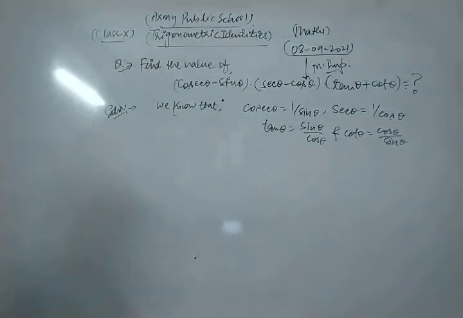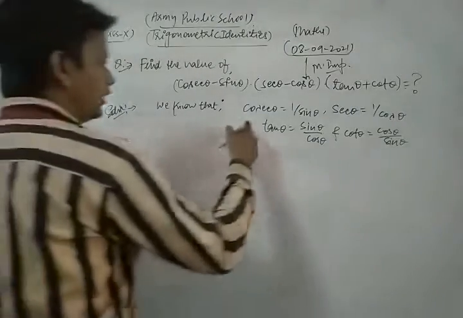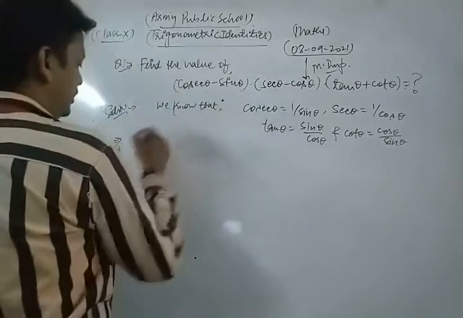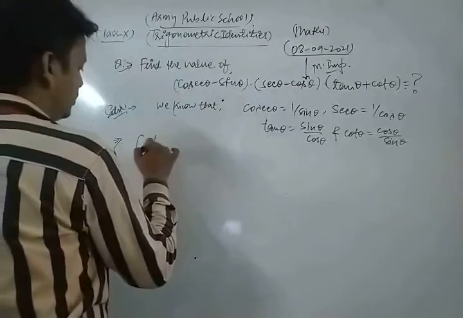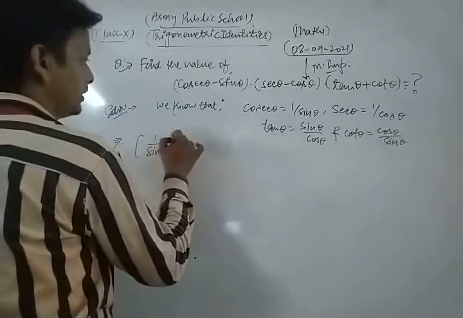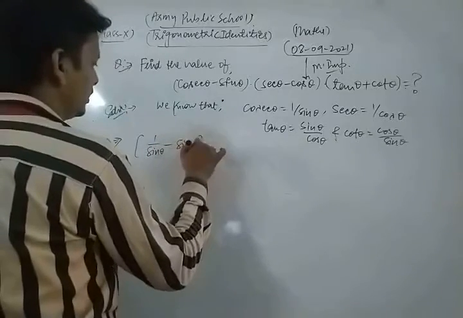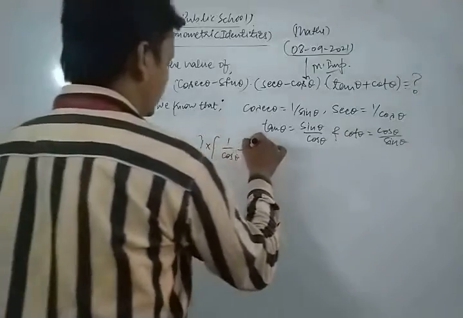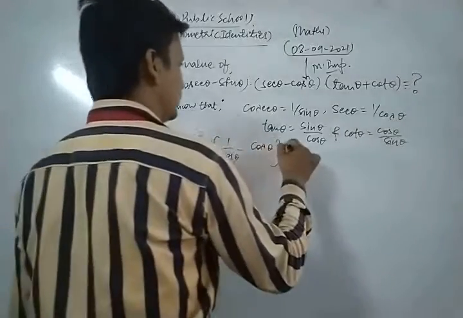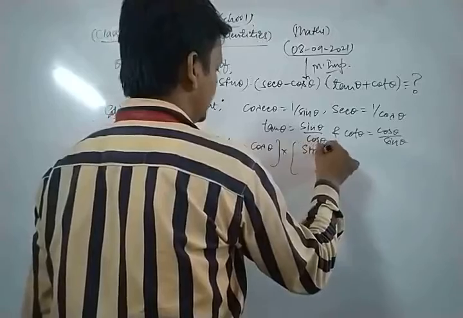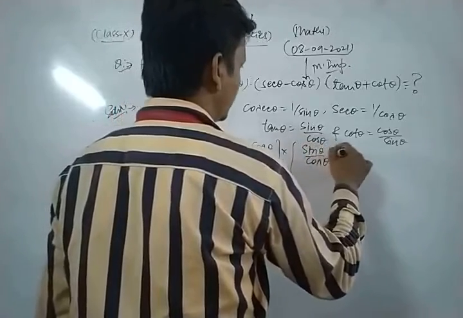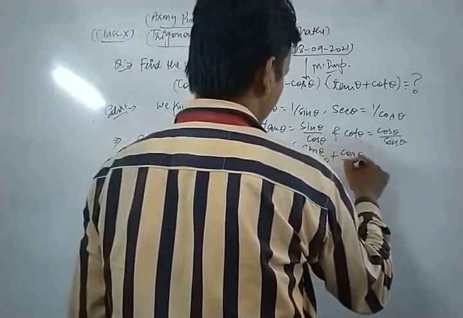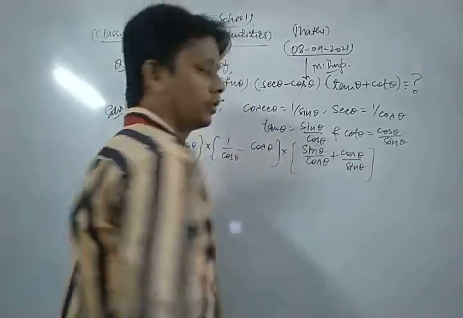Okay, in that question, here we put cosec theta as 1 upon sin theta minus sin theta, write as it is, into sec theta, we can write 1 upon cos theta minus cos theta, write as it is, into tan theta, we can write sin theta upon cos theta plus cos theta upon sin theta, which we write as cot theta.